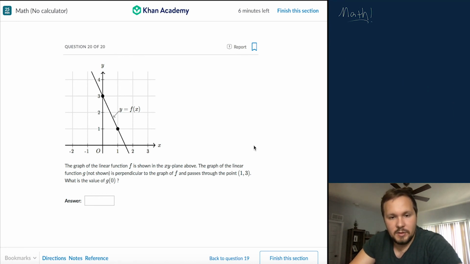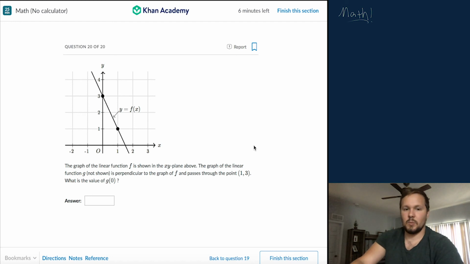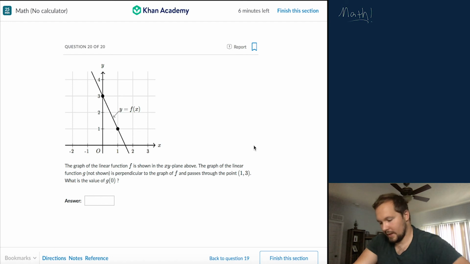Okay, graph of the linear function f is shown in the xy plane above. The graph of the linear function g, not shown, is perpendicular to the graph of f and passes through the point (1, 3). What is the value of g(0)? Okay, so we're going to erase this.